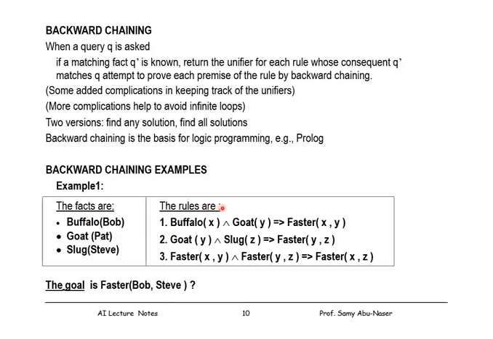The rules are the same rules. If X is a buffalo and Y is a goat, then X is faster than Y. If Y is a goat and Z is a slug, then Y is faster than Z. If X is faster than Y and Y is faster than Z, then X is faster than Z. This is a transitive relation. The goal is: is Bob faster than Steve?